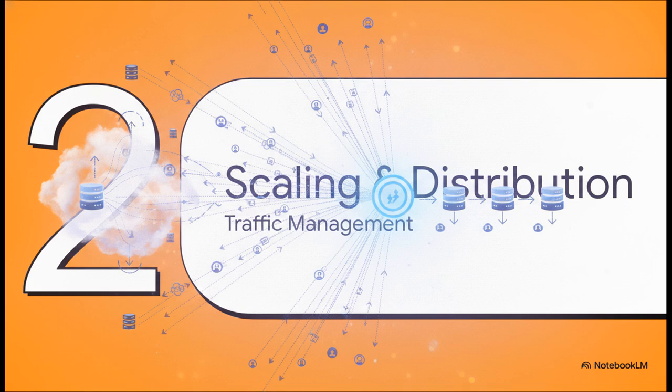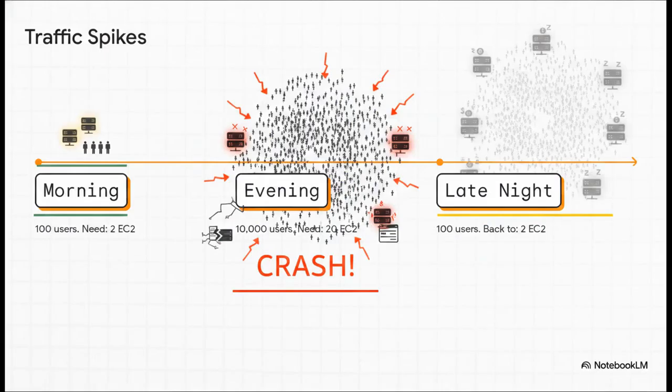Moving right along to Section 2, Scaling and Distributing Traffic. Imagine this daily traffic pattern because it brilliantly illustrates the exact problem every successful application faces. In the morning, you have a nice, quiet 100 users. Your single EC2 instance is just humming along perfectly fine. But then evening hits. You launch a new product, a marketing campaign goes viral, and boom, 10,000 users are suddenly flooding your site. If you only have that one single server, your application is going to crash hard. Your customers will get error pages, and you are going to lose revenue.